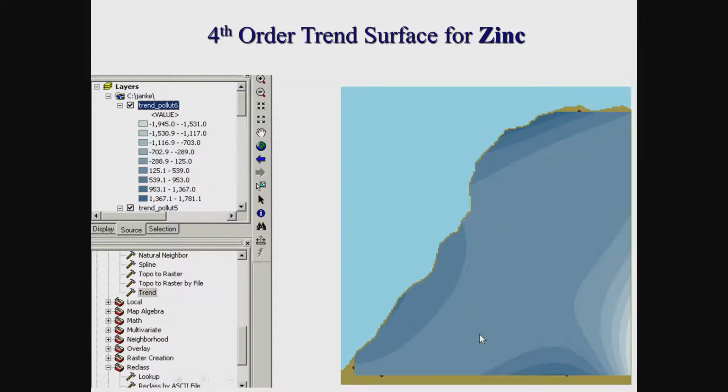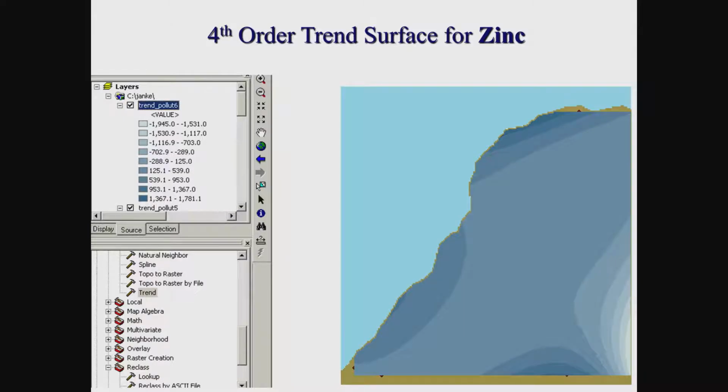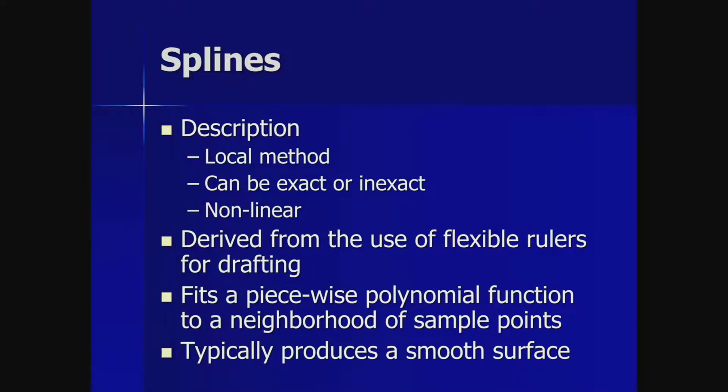And then fourth order. And as we get more and more higher orders, it's bending more and more, so it's fitting through the points closer and closer to the points themselves, but it'll never quite reach all those values.